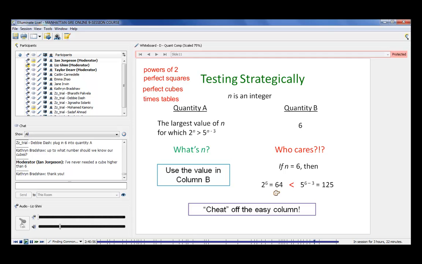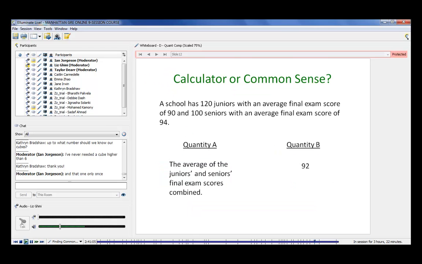All right, so now that we've thought about it, let's think again about that whole thing with the calculator. Look at this problem. The school has 120 juniors with an average final exam score of 90, and 100 seniors with an average final exam score of 94. I need to decide whether 92 is greater or whether the average of the juniors and the seniors' final exam scores combined is greater. Now how many of you know how to calculate this on a calculator? Smile at me if you know how to calculate it.